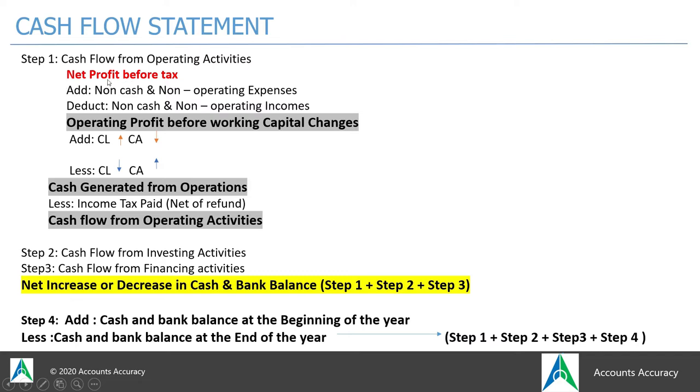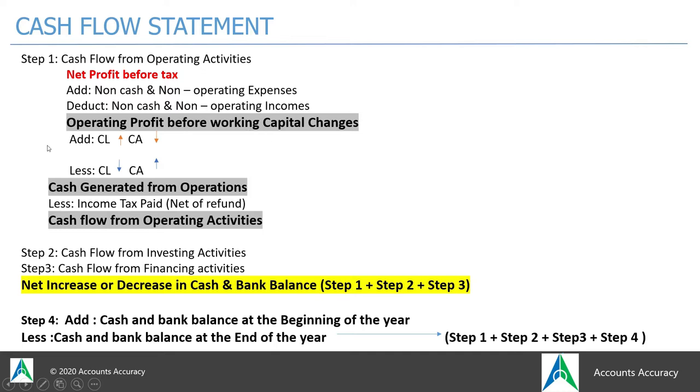Now, net profit calculation is required because in net profit, we add the non-cash items and non-operating expenses, and we deduct non-operating incomes. So expenses we add and incomes we deduct. And then we get the operating profit before working capital changes.